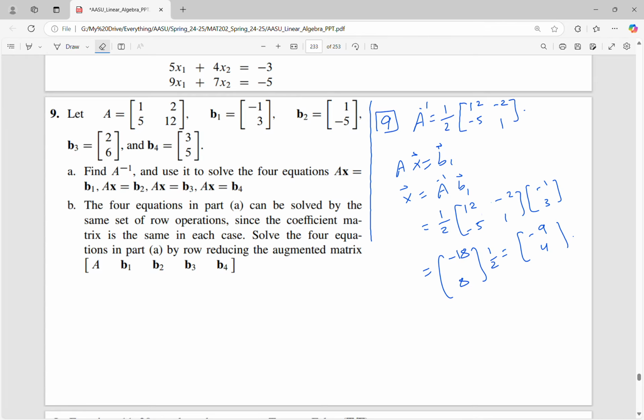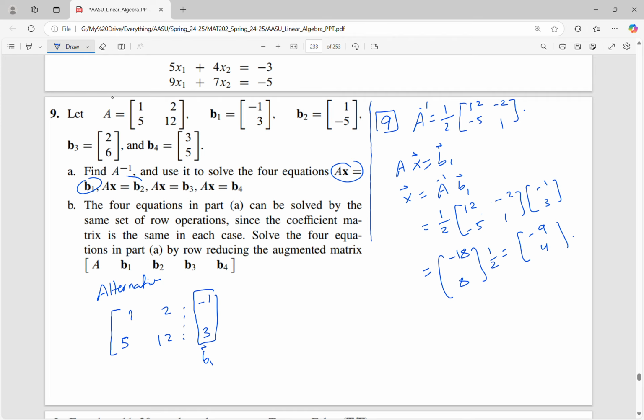Now, of course, we can solve this system as an augmented matrix. Remember, the alternative solution: we can write 1, 2, 5, 12. This is the coefficient matrix. And beside it, we can write B1, which is -1, 3. Look, if you want to solve the system AX equals B1, this is the augmented matrix. This is B1.